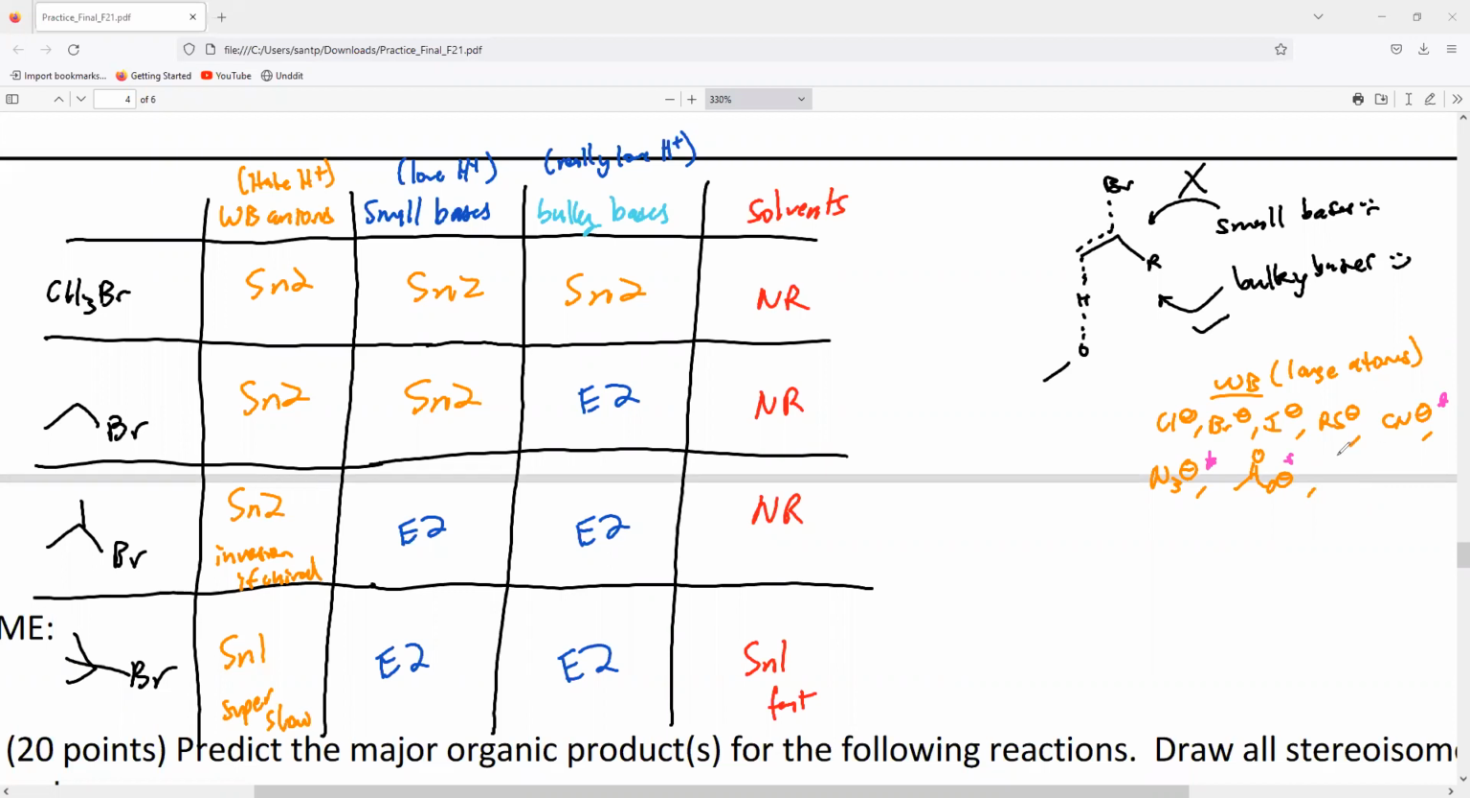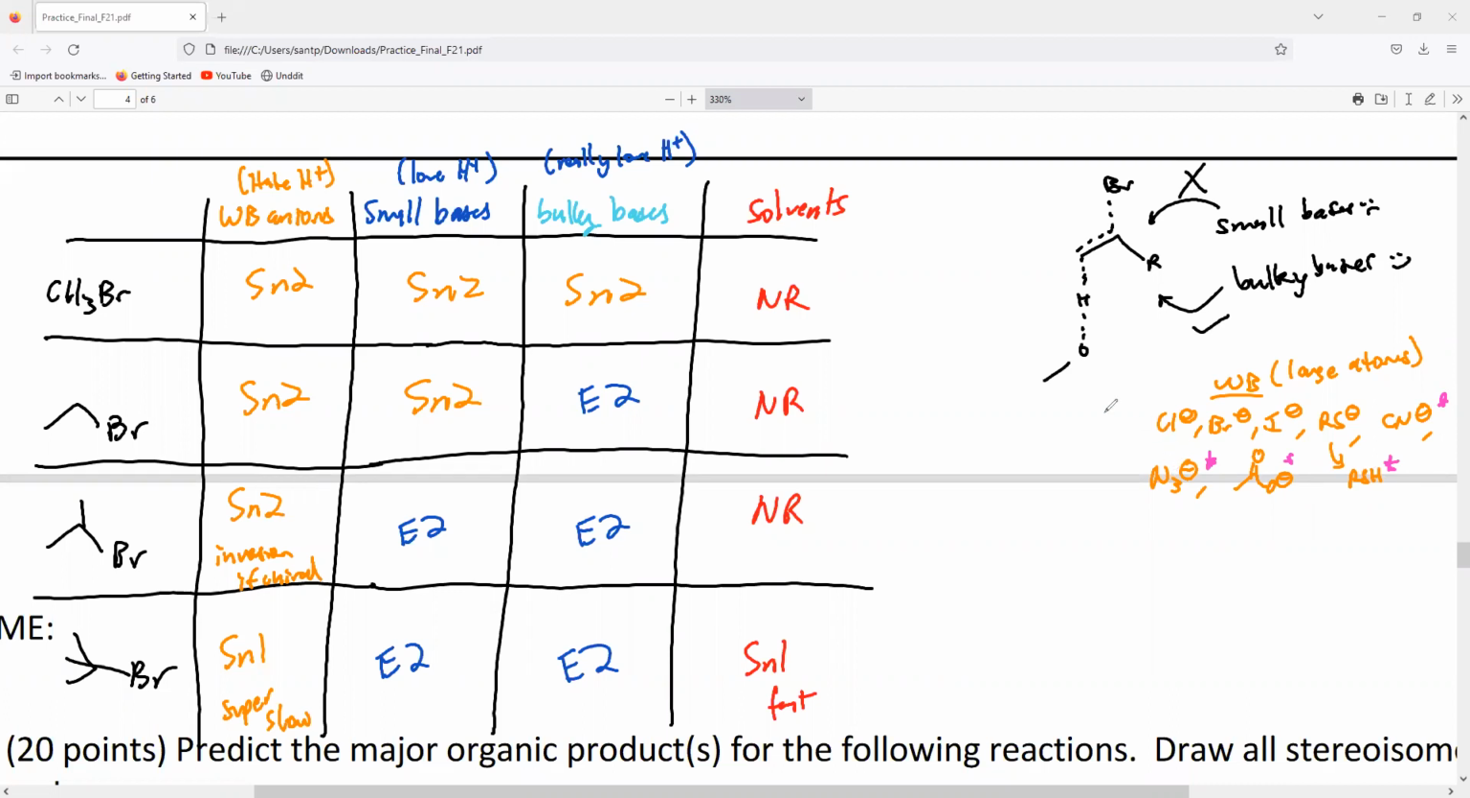Actually, I guess one little cool exception is that sulfur can also do this in its neutral state. So this is also a cool little exception. You don't actually need a charge for sulfur. You won't need that. Okay.